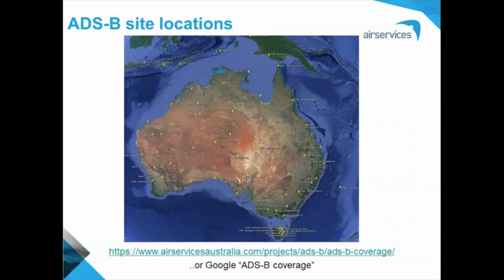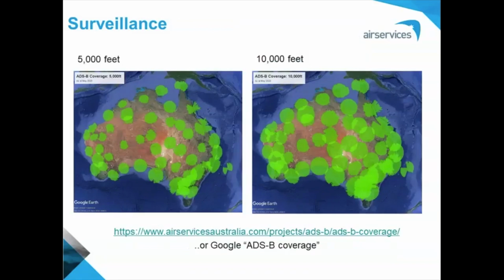Currently in Australia, we have more than 50 ADSB site locations to facilitate providing Class E at lower levels. This image is available on our website at the address shown and also via Google search. These illustrations show an approximation of where the ADSB coverage extends at 5,000 feet, the left-hand diagram, and 10,000 feet, the right-hand diagram.